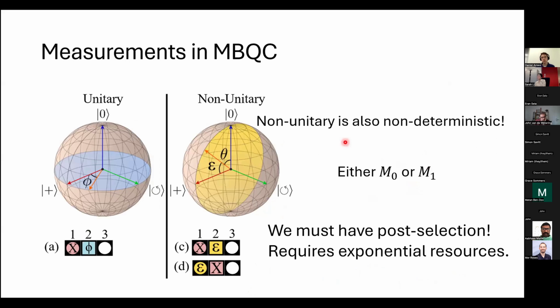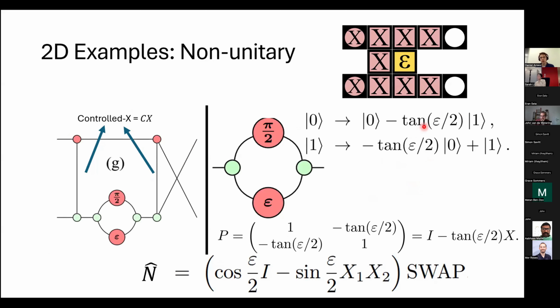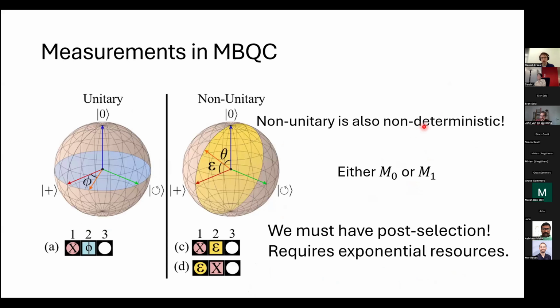Okay, so what we understood is that non-unitary is also non-deterministic because it depends on the measurements. If I have zero or if I have one, I may get different things. Here I assume that I always measure zero. This was because you have a very large diagram, you cannot assume too many things. So what do I do with this? Can I do better? So for example, I got one. I want to get M0, but I got M1.